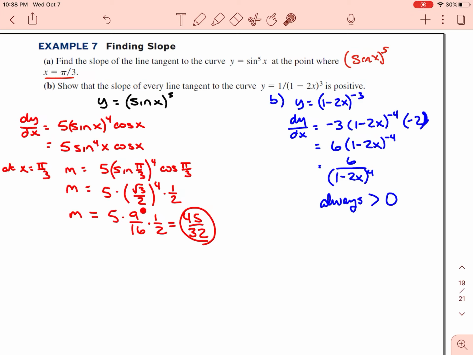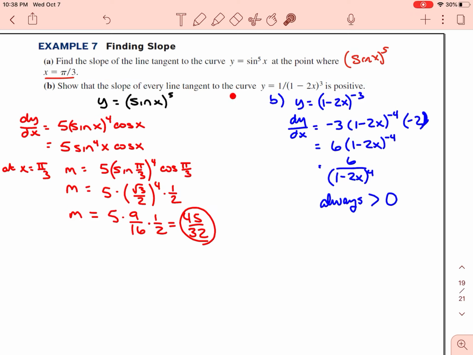So radical 3 to the fourth is going to be 9. Radical 3 times radical 3 is 3, and then you're doing that twice, so it's 9. 2 to the fourth is 16. You have that times 5 times a half. So you get 45 over 32 as my slope when x is pi over 3.